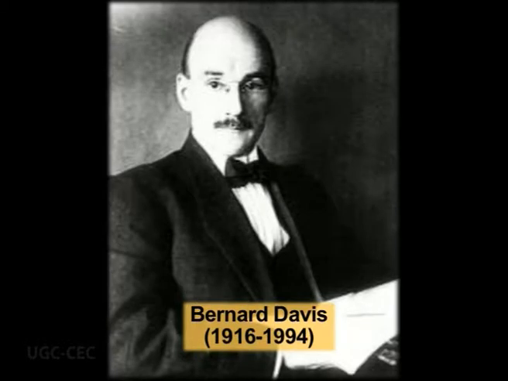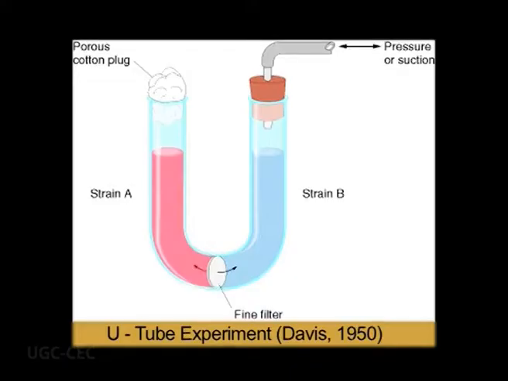Now this method involves actual contact between two bacteria, which was explained by Bernard Davis. Davis did a unique experiment which is called the U-tube experiment. You can see there is a U-tube where strain A and strain B were separated by a fine filter which prevented the free mixing or intermingling of the two bacterial cells. So one bacterium was not coming in contact with the other. When he tested for the production of amino acids, he found that none of those bacteria could produce all these amino acids. In other words, conjugation failed. So thereby it was proved that conjugation involves direct physical contact.